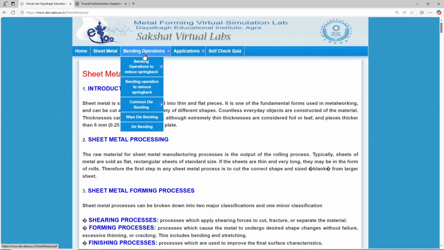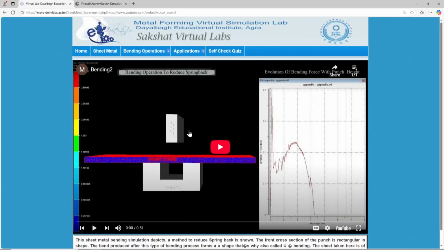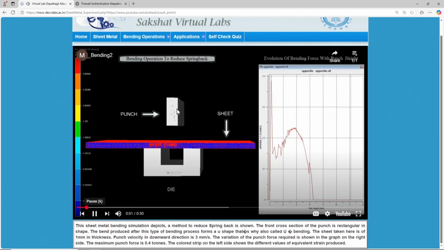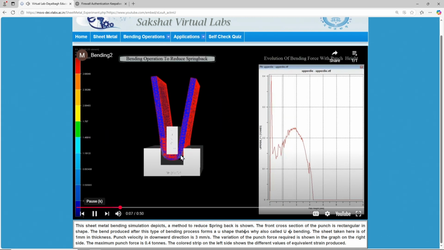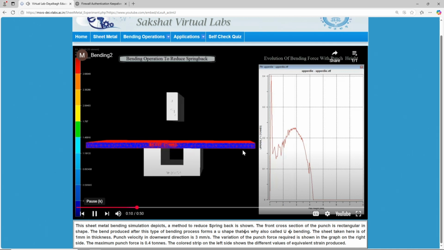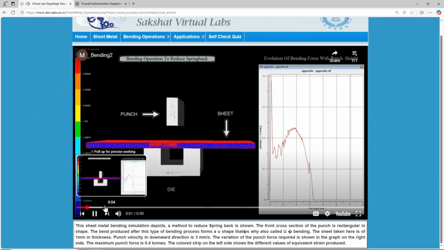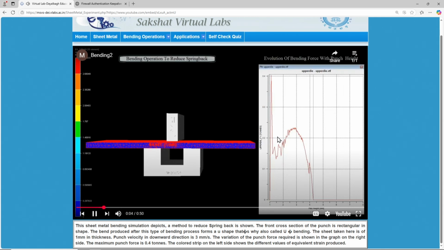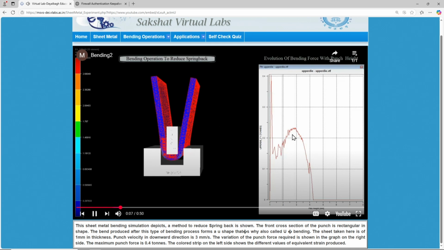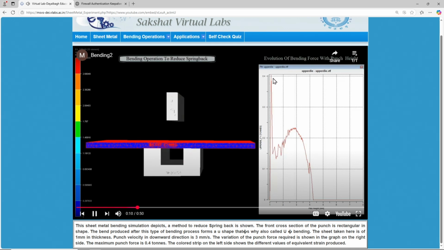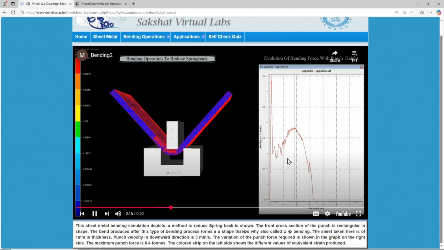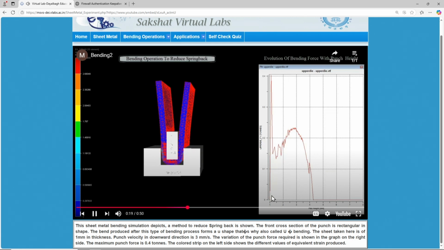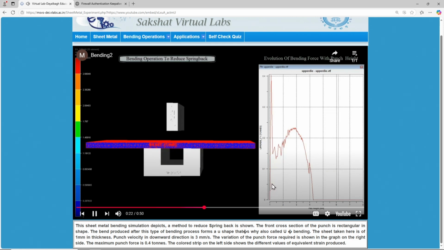So for bending operations in sheet metal, let me just click U bend punch. In this bending operation you can see a punch coming from the top, and this is a U bend, and the sheet is being bent here. When it just contacted, I will just replay it, you can see the forces went very high. And in the end the force would have just one big peak and then come down. So this is the sheet metal bending simulation.